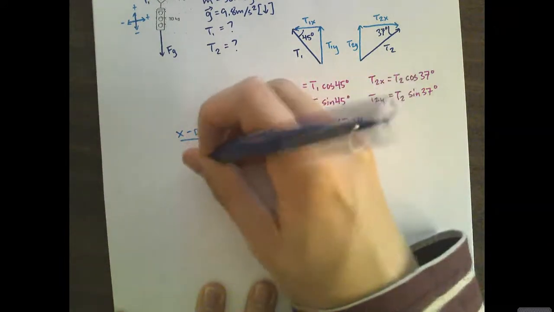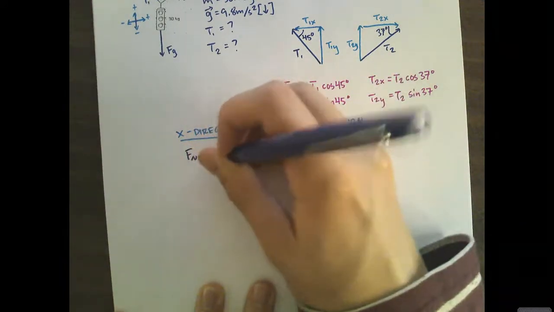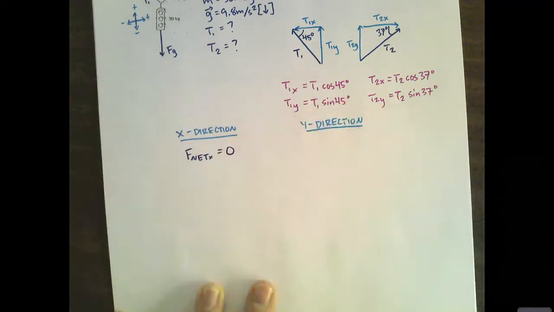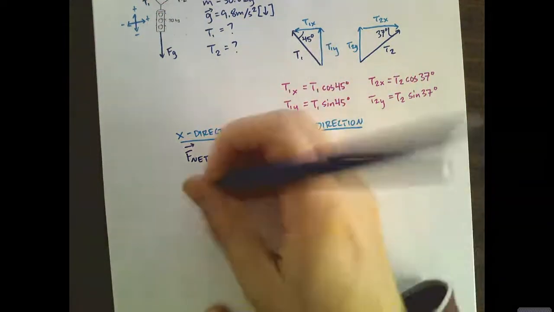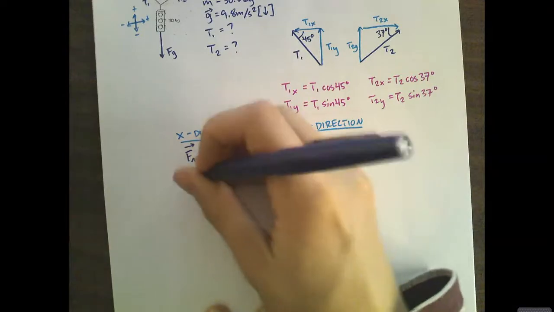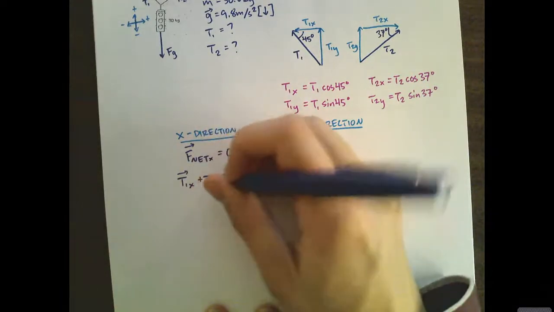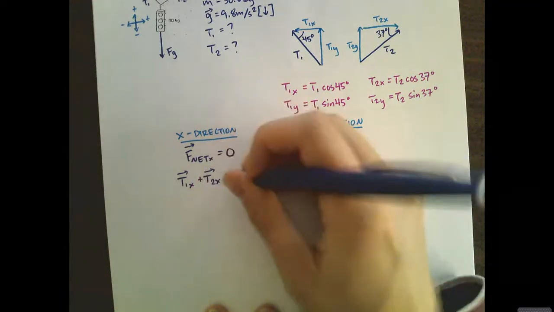So let's write down very basically what is going on in the x direction. We've got F net x is equal to 0. Okay, well, what are the forces that are acting in the x direction? It's actually just T1x and T2x, right? So T1x plus T2x equals 0.